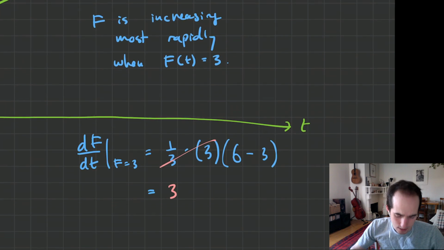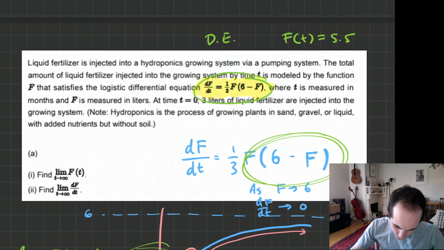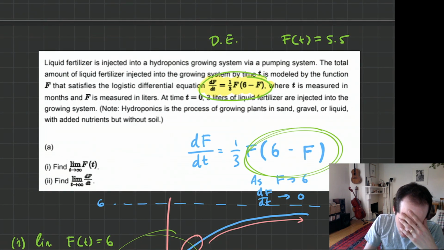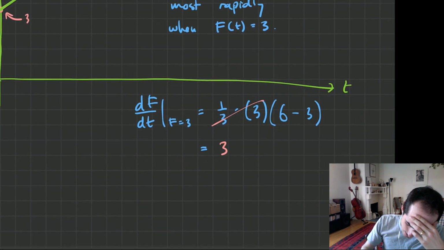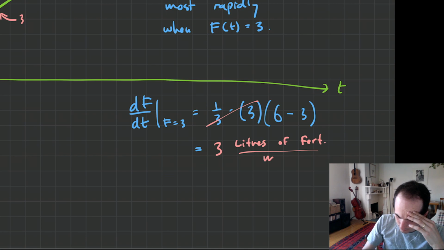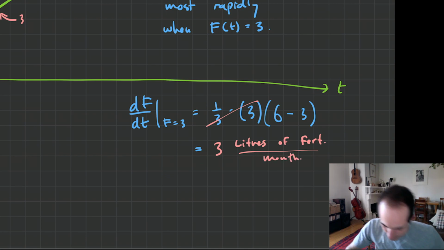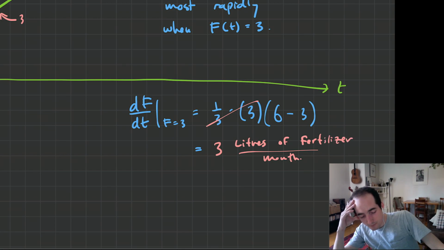Now it did ask for units. Let's figure out what the units are. We have to go back to the original question. It would be liters of liquid fertilizer, and time is measured in months. So that would be 3 liters of fertilizer per month. Okay, so that's pretty much it.